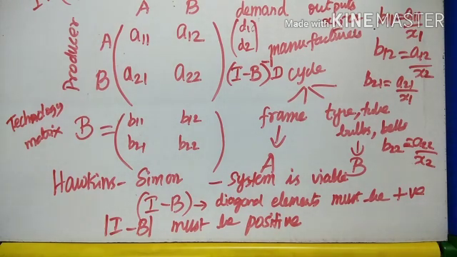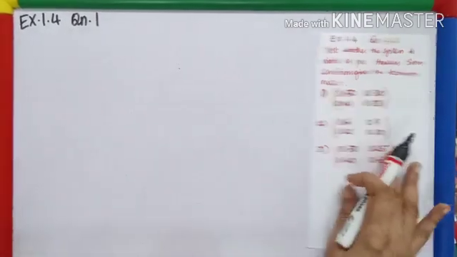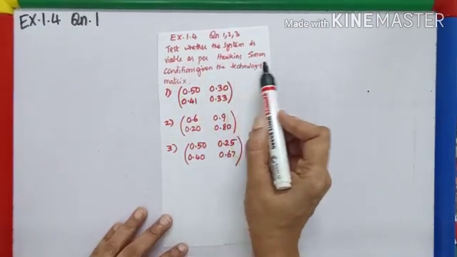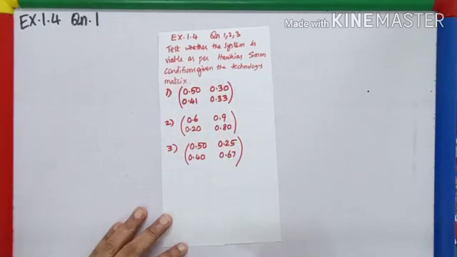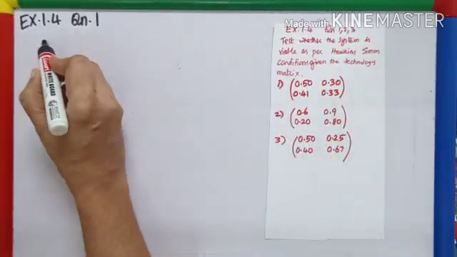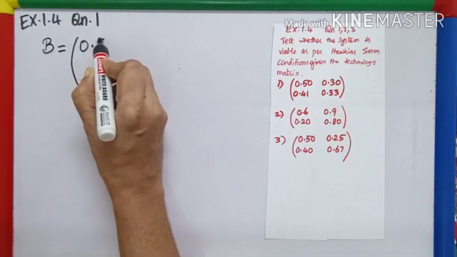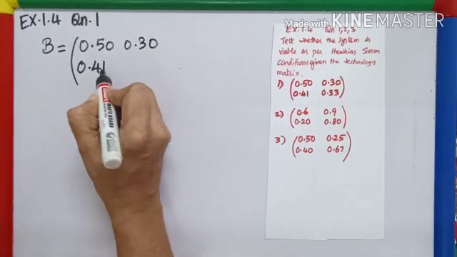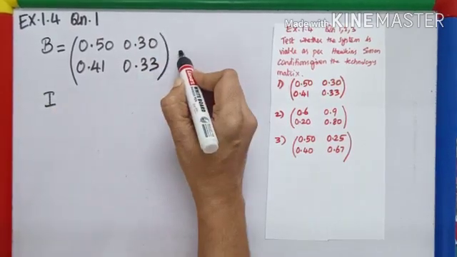Now let us continue with the exercise problems. Exercise 1.4, question number 1. Test whether the system is viable as per Hawkins and Simon conditions, given the technology matrix. So the given question is technology matrix, so call it as B. 0.50, 0.30, 0.41, 0.33.